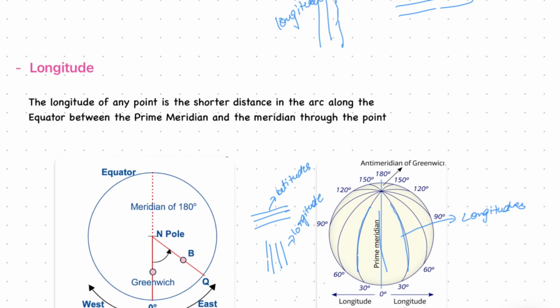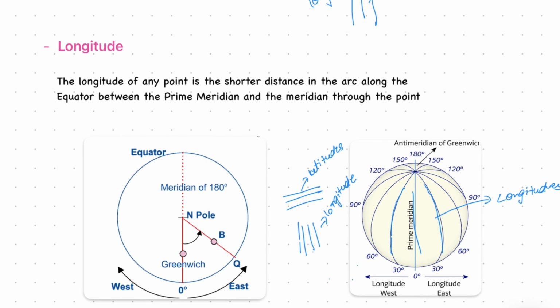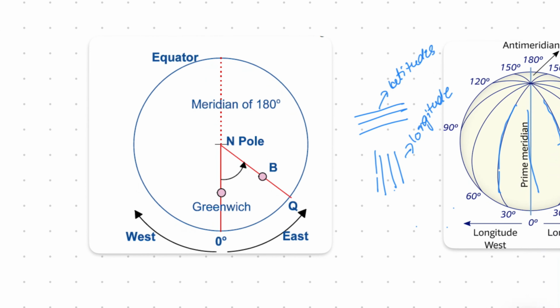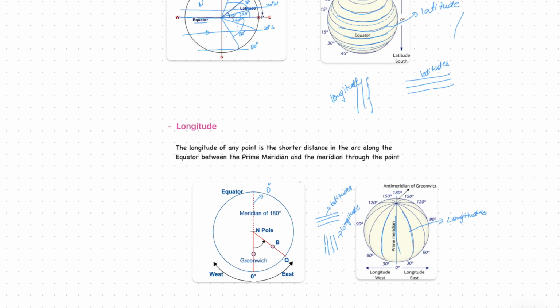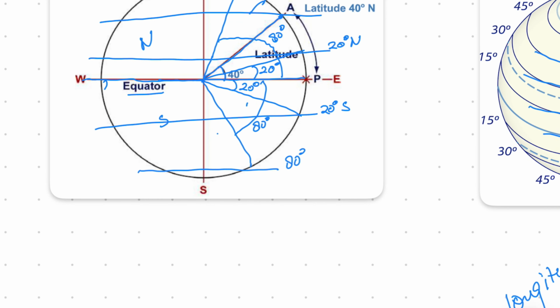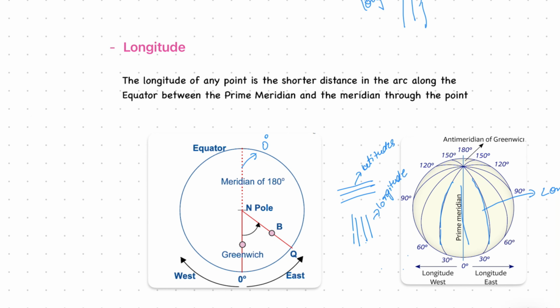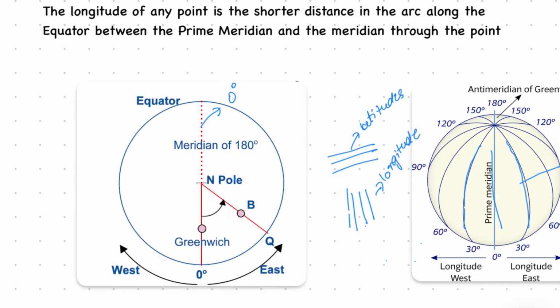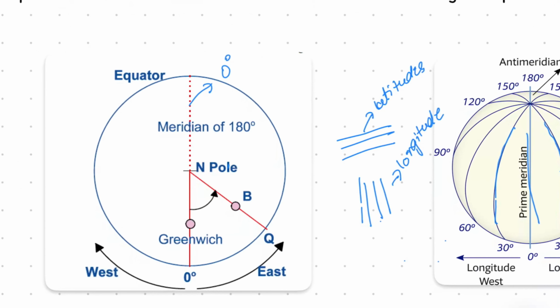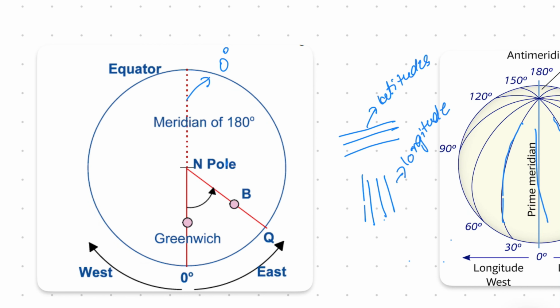Same definition for the longitude. The longitude of any point is the shorter distance in the arc along the equator between the prime meridian and the meridian through the point. So prime meridian is our datum meridian, okay? It is our main meridian. We are taking all the references from this meridian and it is of 0 degree, same as equator. Like we take equator as 0 degree, okay? So these prime meridian and equator both are our references to measure longitude and latitude. For longitude, the prime meridian is our reference.